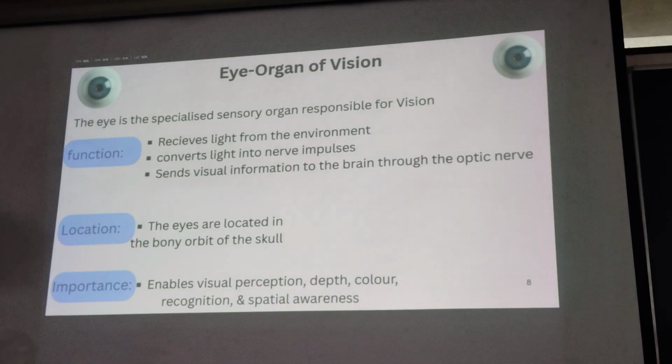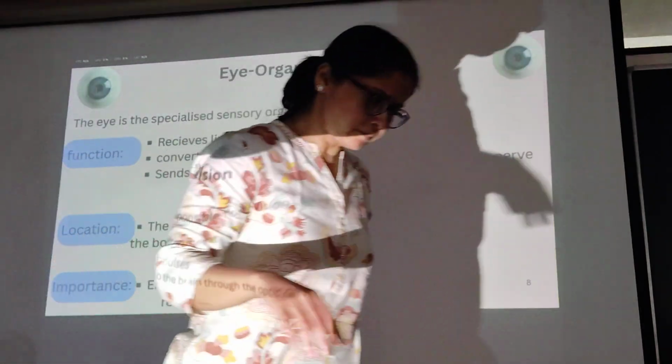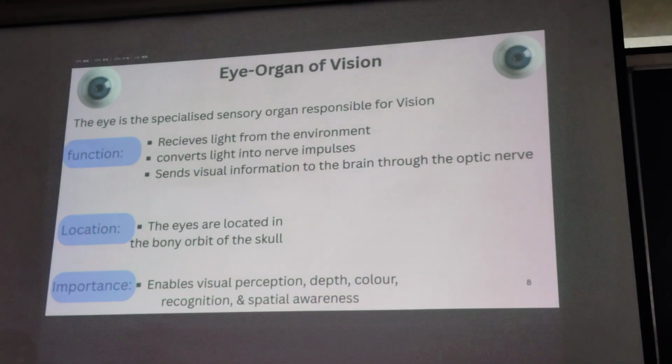As all of us know that the eye is the specialized sensory organ responsible for the vision. It performs the following functions. It receives light from the environment, converts light into impulses, and then it sends visual information to the brain through the optic nerve. It is basically located in the bony orbit of the skull. It enables visual perception, depth, color recognition, and spatial awareness.